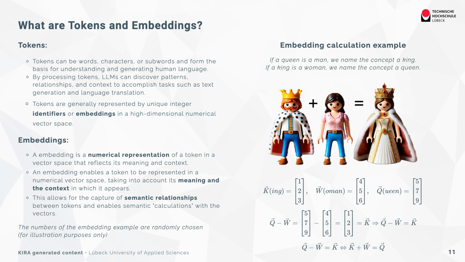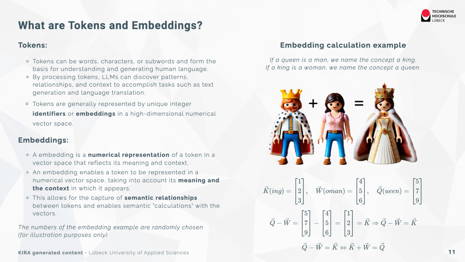Tokens and embeddings are fundamental concepts in large language models. A token is the smallest unit of language input that is individually processed. Tokens can be words, characters, or subwords and form the basis for understanding and generating human language. By processing tokens, LLMs can uncover patterns, relationships, and context to perform tasks such as text generation and language translation.